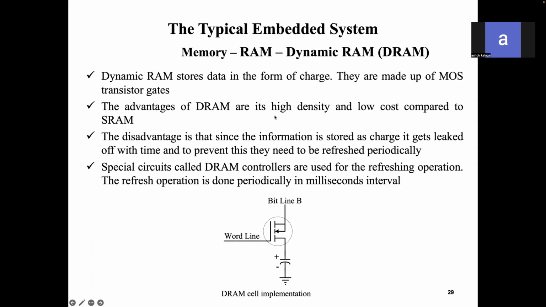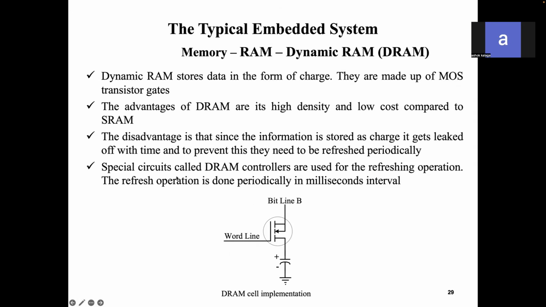The advantages of DRAMs are their high density and low cost when compared to the SRAM. The disadvantage is that since the information is stored as a charge, it gets leaked. There will be a leakage property, and due to that leakage property, the charge will be lost. In order not to lose the charge, the DRAM cells need to be refreshed periodically.